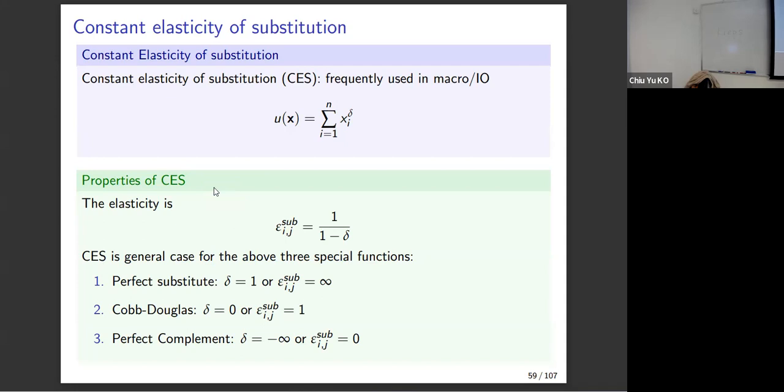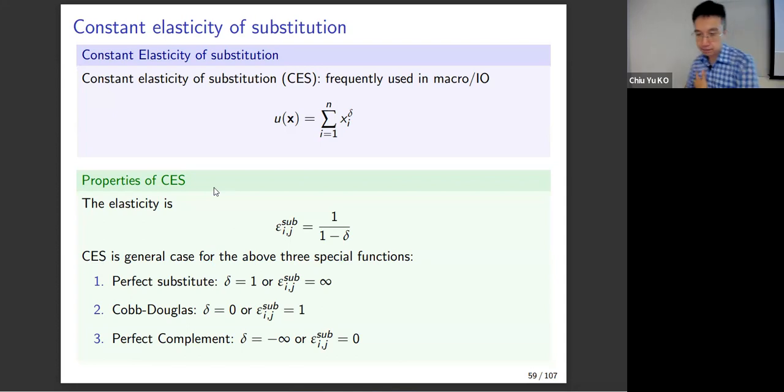And it's so common that almost anything you pick up in trade or macro, this is the one, okay? Recently they have even crazier versions, like double CES, it's like CES on CES. But anyway, we don't need to bother. But one thing is why this is so common, because this is so versatile. It includes all the cases we discuss. If you consider perfect substitutes, Cobb-Douglas, complements, they are all included. So that's why it's one size fits all. Okay? And this is the thing that you would be using when you do empirical work. This is the standard thing. Okay, so that's why I include that here.